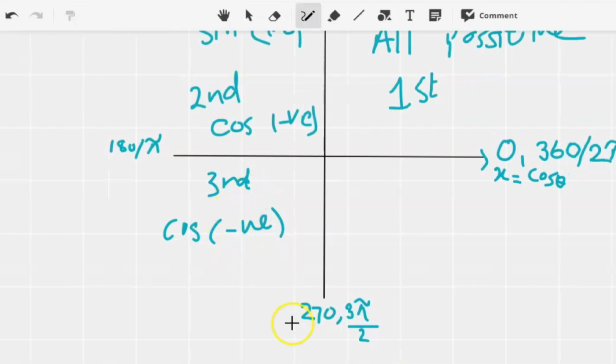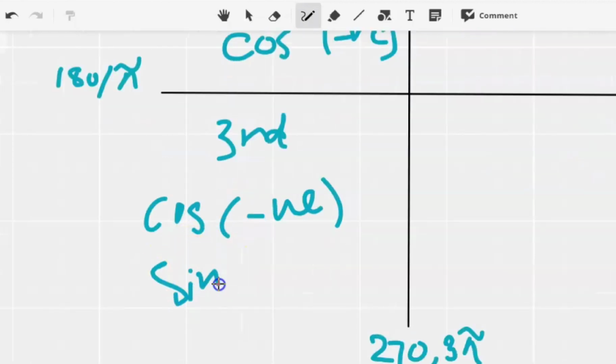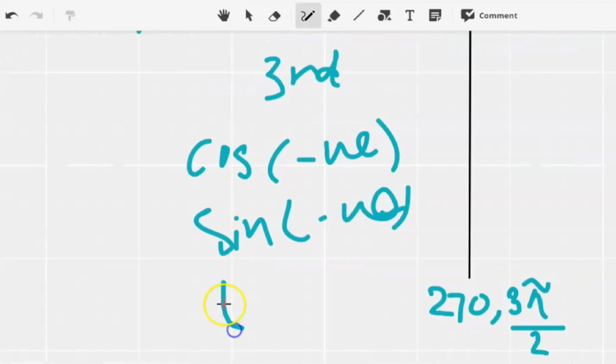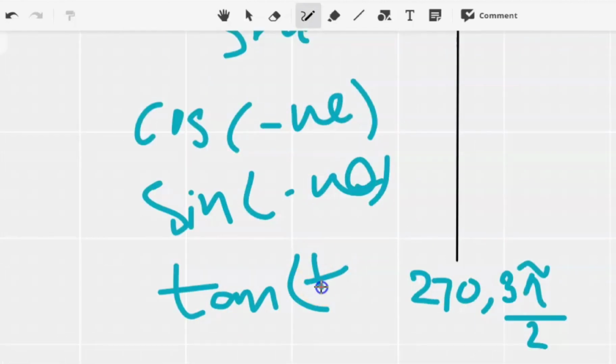Because cos is negative, let's see if tan is going to be negative or positive, because we have to see if sine is negative or positive in this one. In this one, this is the y-axis. The y-axis below the x-axis is negative, so that means sine is negative. So that means tan is going to be positive, because when you divide a negative with a negative, that turns into positive.